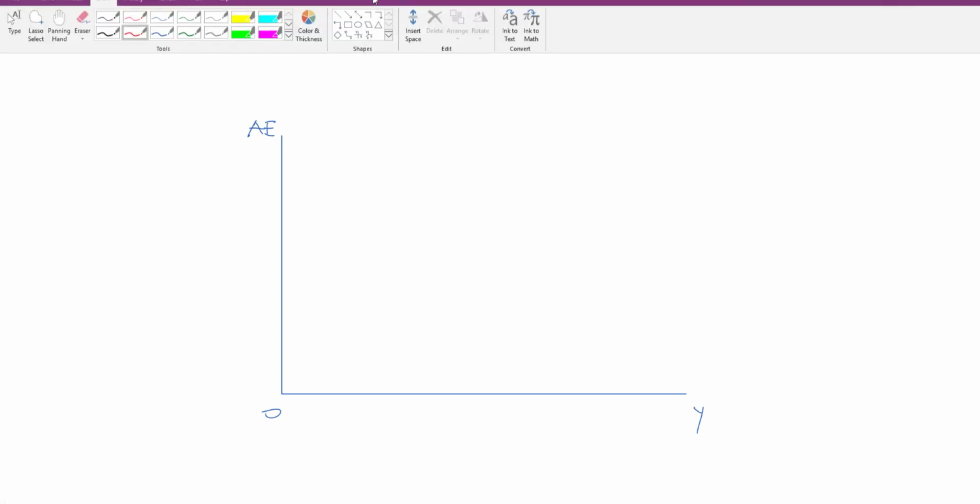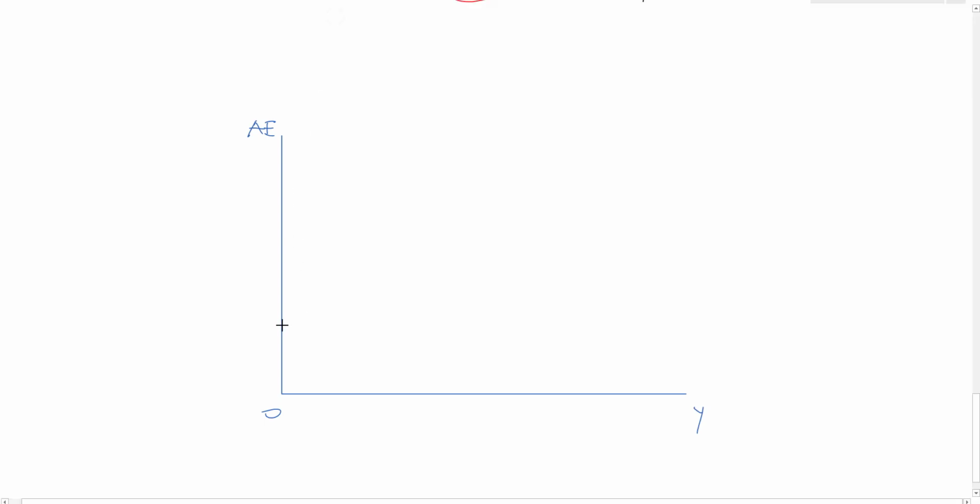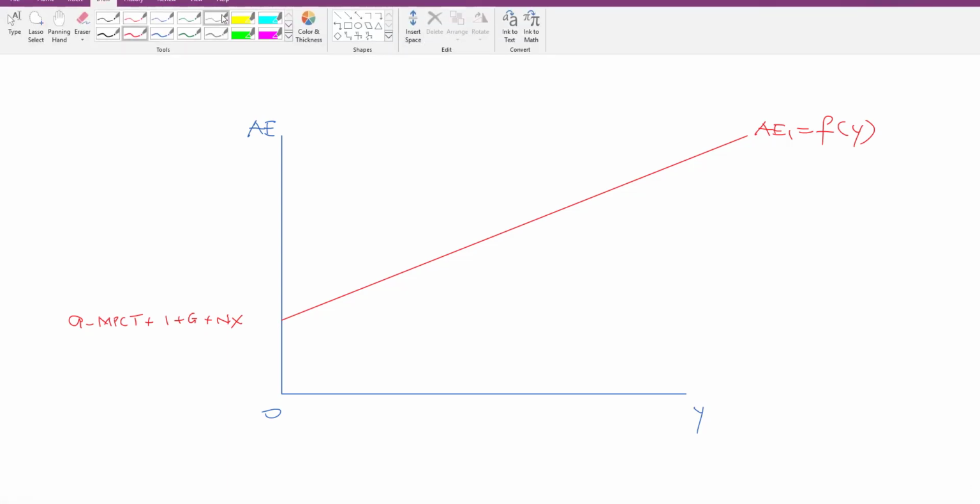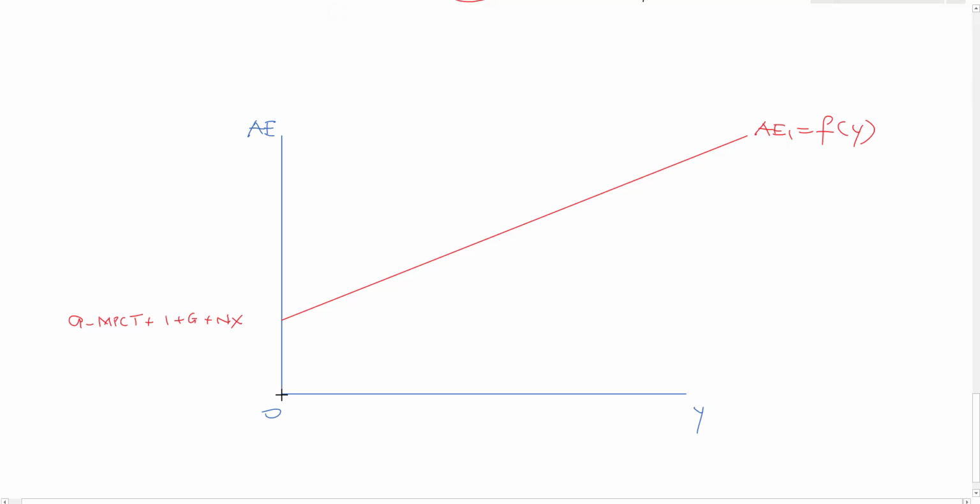Okay, so we have aggregate expenditure, we have real GDP, and we have aggregate demand. Aggregate expenditure, I'm going to call it AE1, as a function of Y, and the intercept, as always, is A minus MPC times T plus I plus G plus NX. So all this is part of the intercept. And there's this line that came to save us that we also need to add to the entire thing.